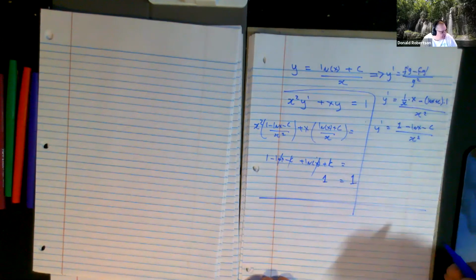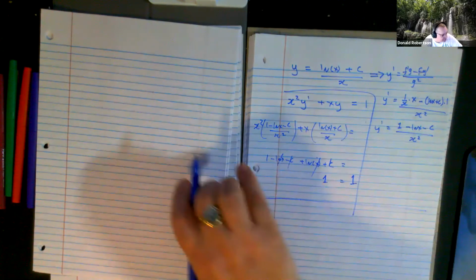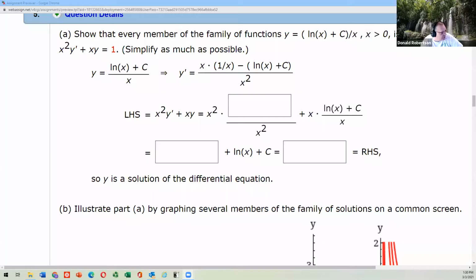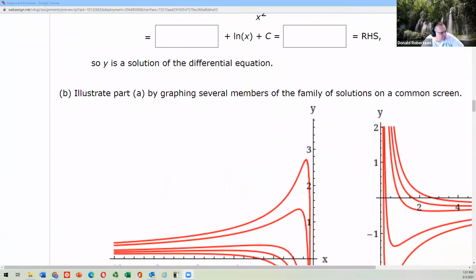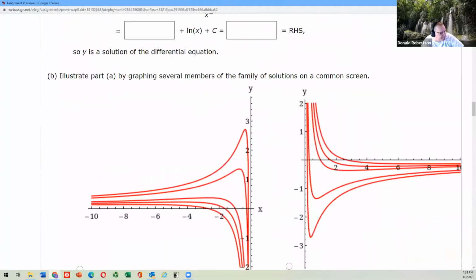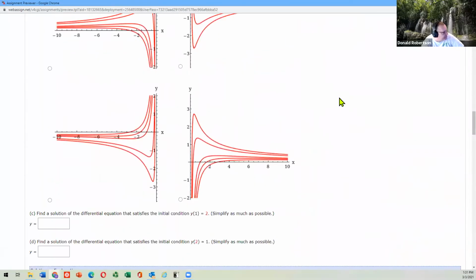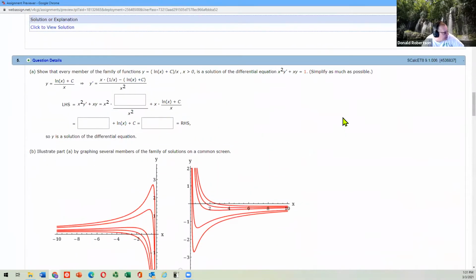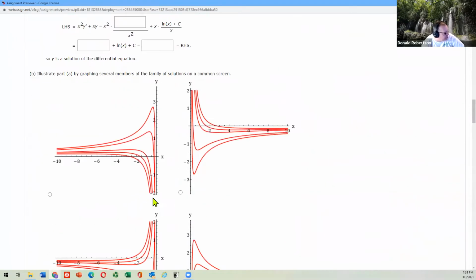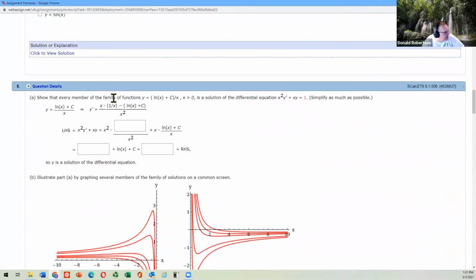Now, the next bit says illustrate several members of the family of the solutions. And that would take a long time for me. It's not hard to do, it would just take me a long time to do it. So let's cheat and show you what it looks like. I'm going to have to shrink this way down. There are 4 pictures here, 2 in the top, 2 in the bottom. Now, the guy that we are looking at is this function here. Do you see the log x plus c over x?